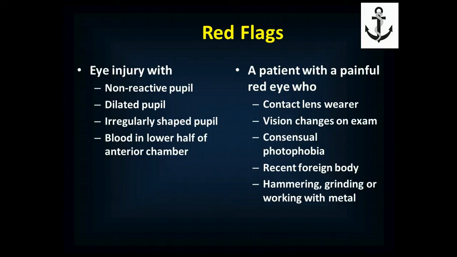Particularly with recent foreign bodies or hammering or grinding, they may have fired a small piece of metal through the globe and it's now lodged inside the anterior chamber or even in the posterior chamber or somewhere in the orbit and is causing a problem for them. And the wounds can be so small and the holes plug up so quickly that there may not be an obvious wound.